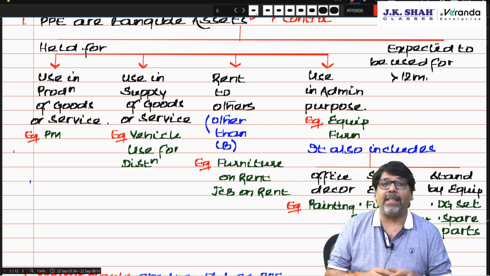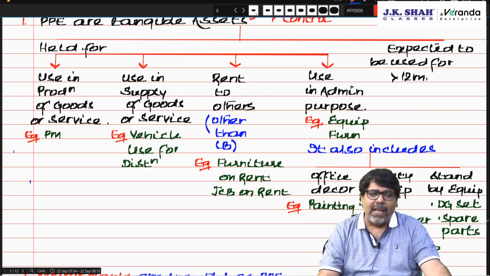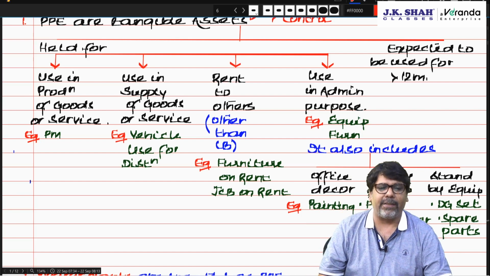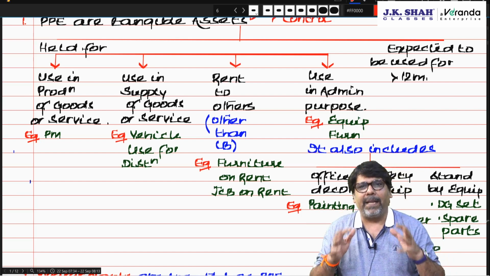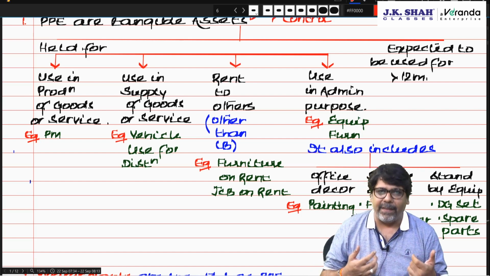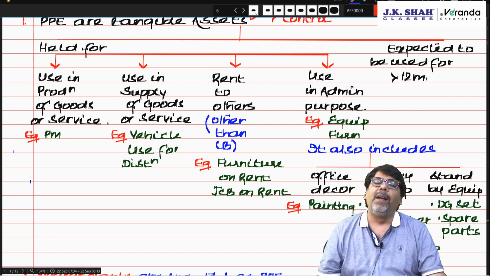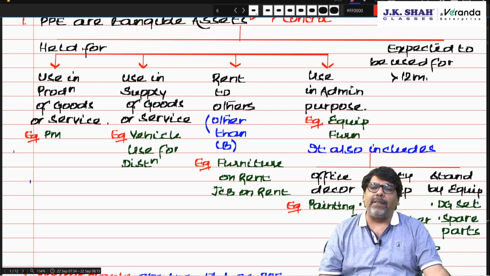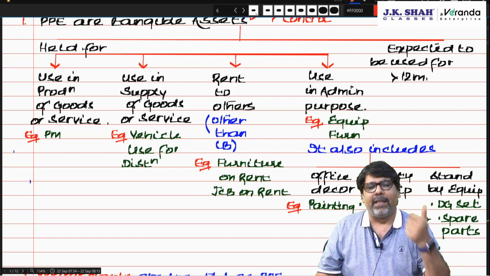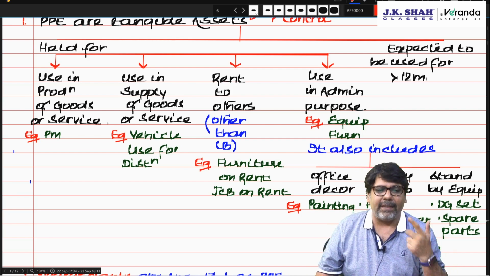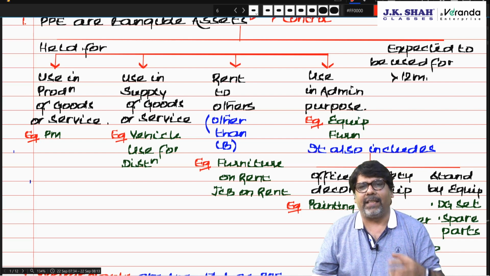Now chartered, this standard is not applicable to biological assets, because for that we have Ind AS 41, agriculture. It is also not applicable to exploration and evaluation of natural resources, like oil fields. For that we have Ind AS 106. But chartered, Ind AS 106 is not in our curriculum. It is not there in our syllabus. So biological assets, exploration and evaluation of natural resources, and non-current assets held for sale are excluded.